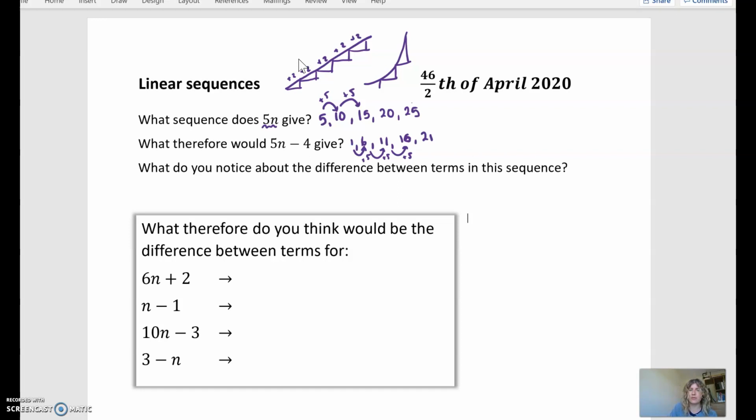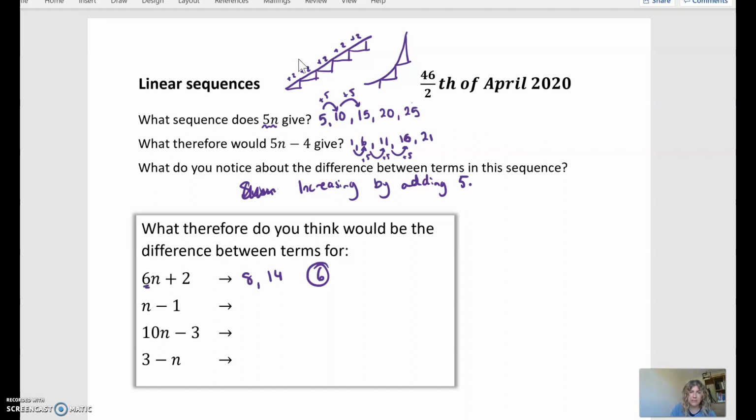So lastly, what do we notice about the difference between the terms? You're increasing by adding 5 each term. Now, therefore, what do we think would be the difference in the terms? So if we're looking at a sequence that was 6n plus 2, what would we think the difference would be? So let's have a look at the first 2 terms for this. If n is 1, 6 times 1 is 6, plus 2 is 8. 6 times 2 is 12, plus 2 is 14. So if we look at those first 2 terms, the difference between 8 and 14 is 6. Perfect. And we can see there, we still have a 6 here.